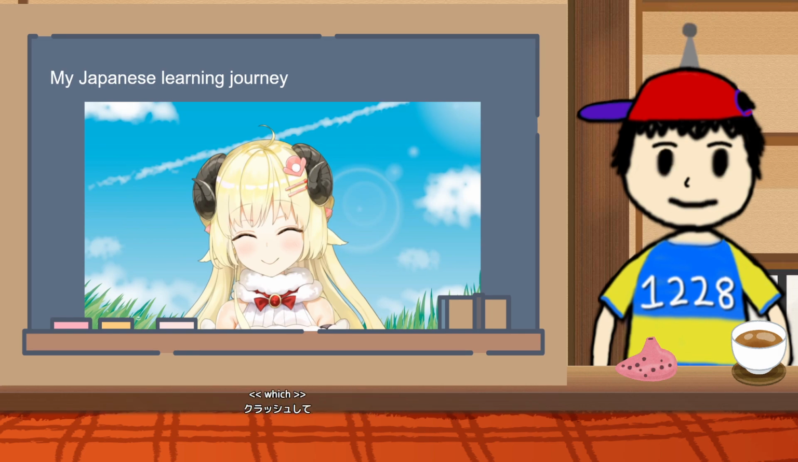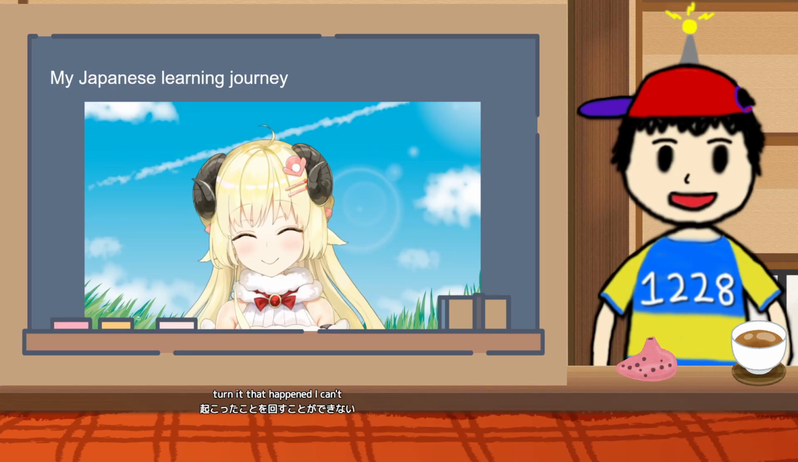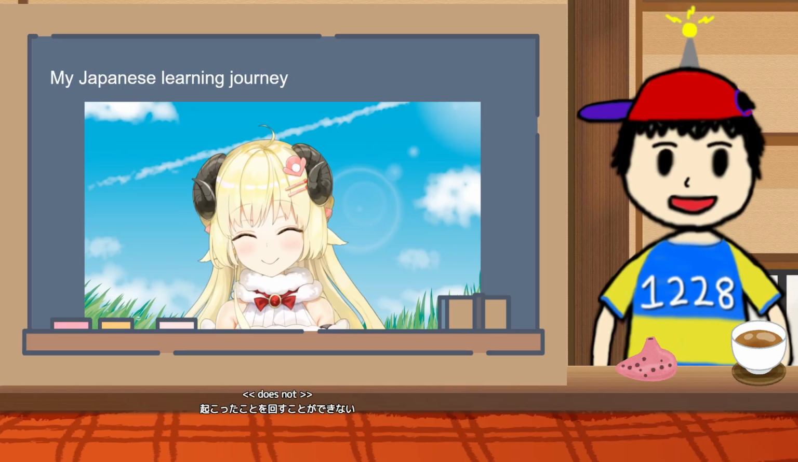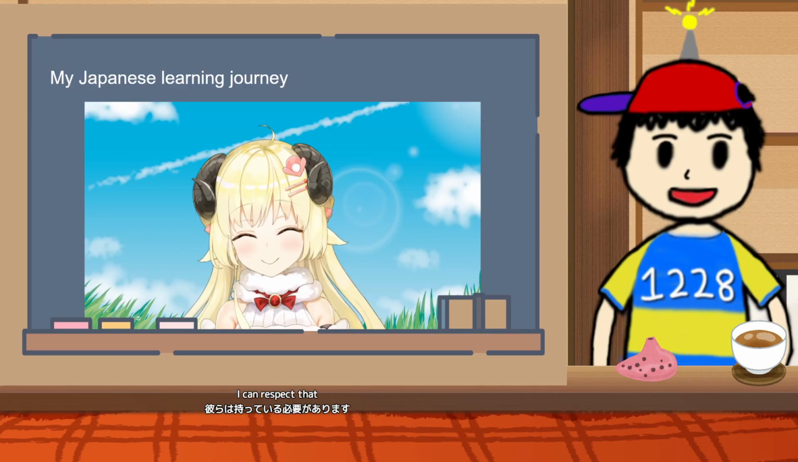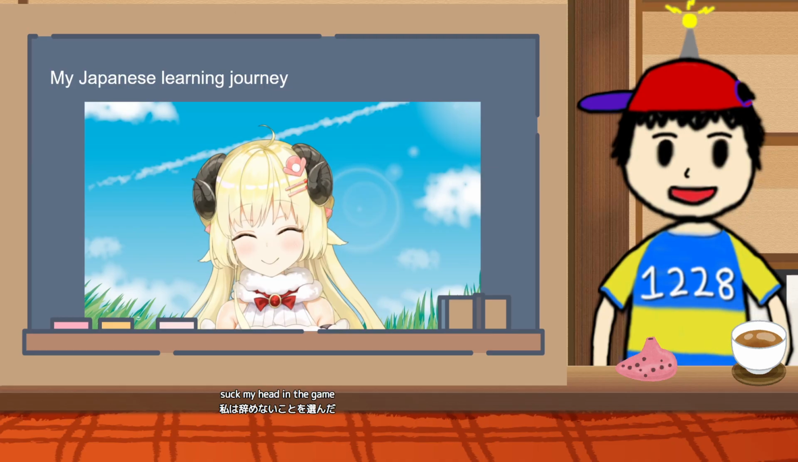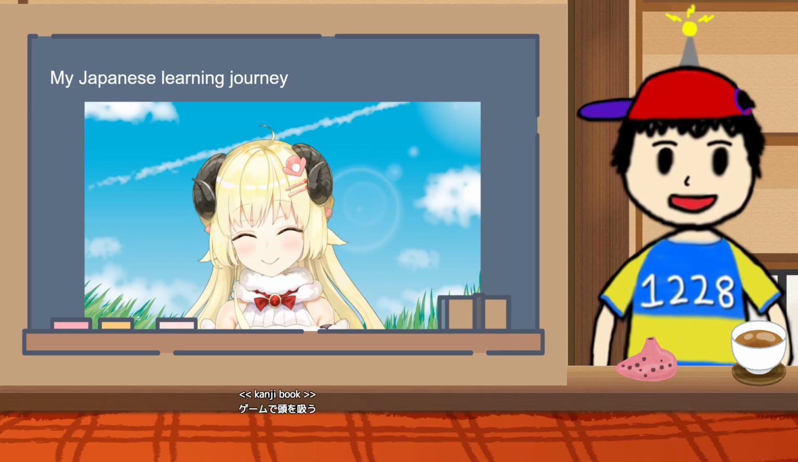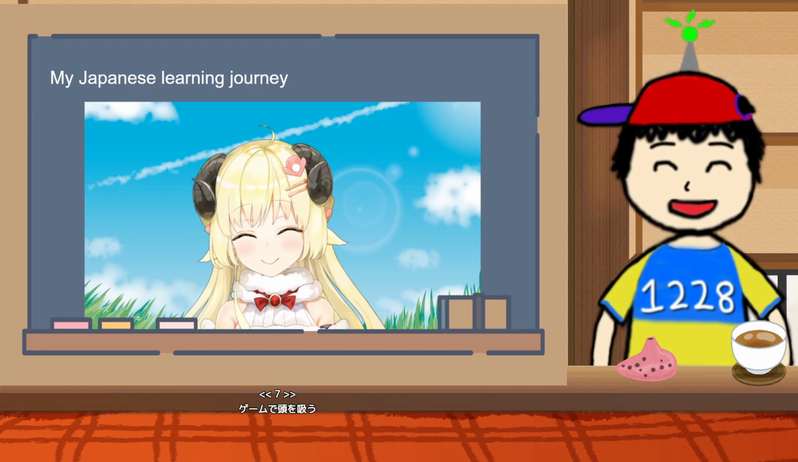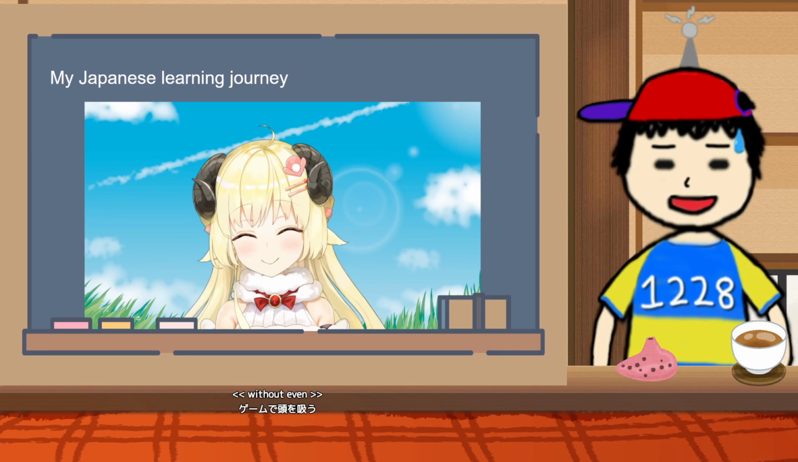Which is sad. Honestly, it's unfortunate that happened. I can't blame him for doing that, simply because if somebody does not want to keep up the motivation and do something, they don't have to. They have the right to quit. I can respect that. I chose not to quit. I stuck my head in the game. I took that kanji book, and I spent a good 7 months learning Japanese without even knowing how to form a sentence.